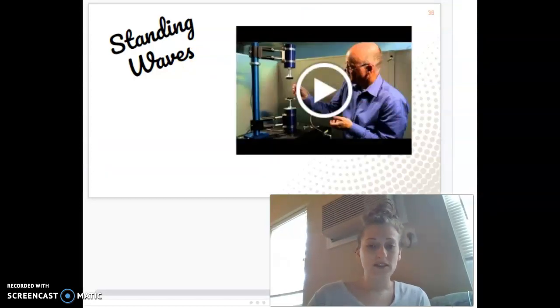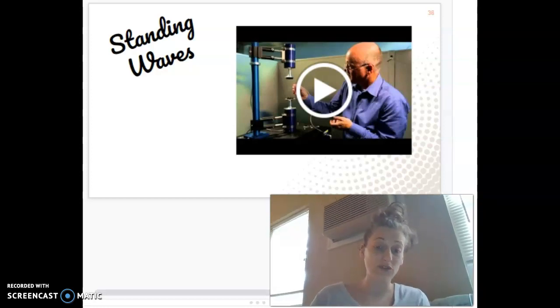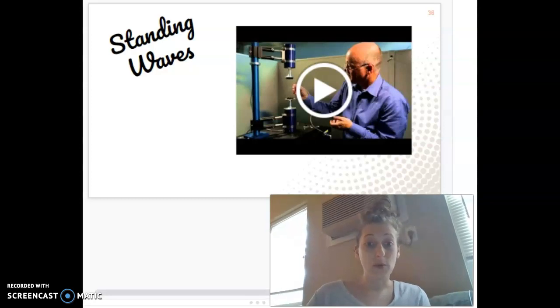Standing waves are used a lot in science and in drug manufacturing because you can use standing waves to move small materials. If you place a material at the node, at the place where there's no movement, you can manipulate it and get it to move to another object. So again, I'll post the link for that video. It's pretty cool.